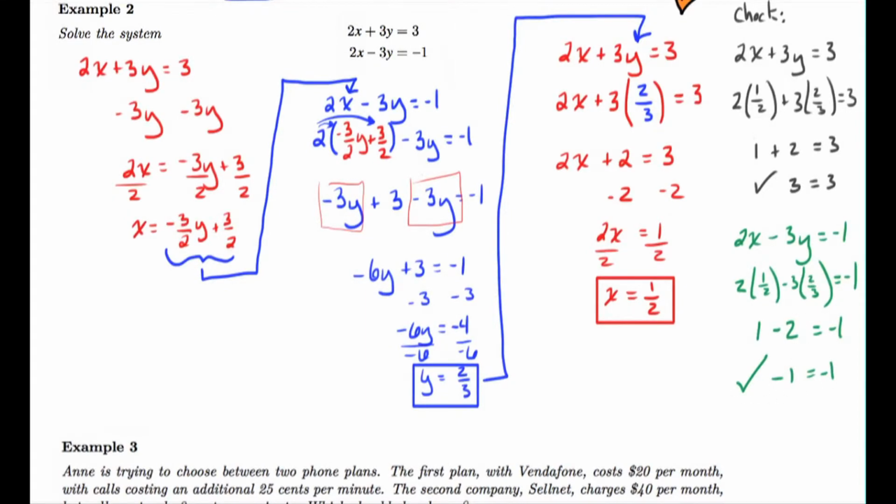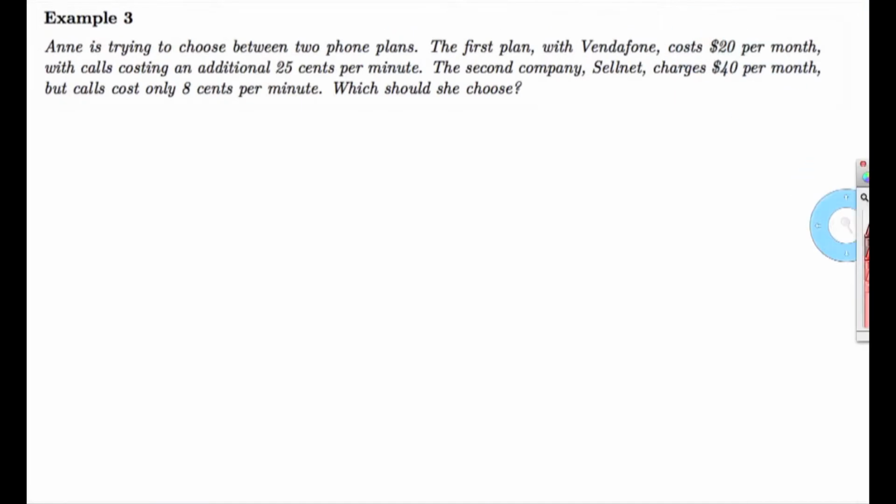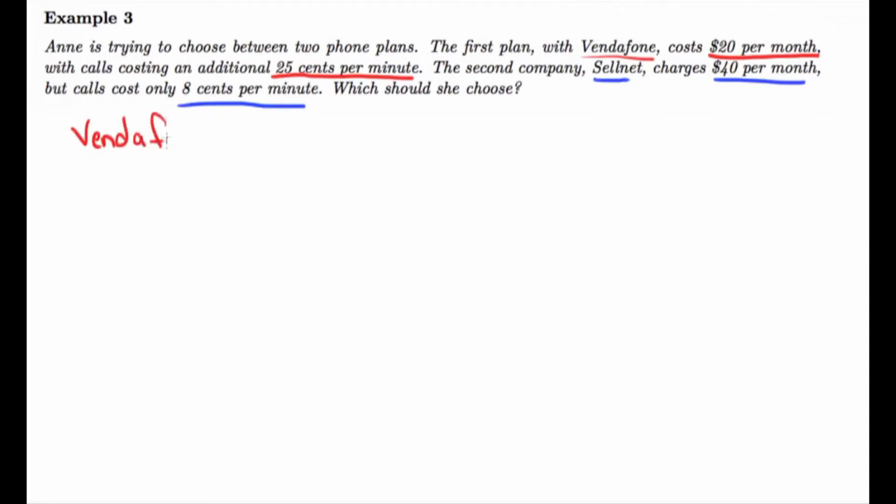Okay, example 3. Anne is trying to choose between two phone plans. The first plan with Vendafone costs $20 per month, with calls costing an additional 25 cents per minute. The second company, Cellnet, charges $40 per month, but calls cost only 8 cents per minute. Which should she choose?